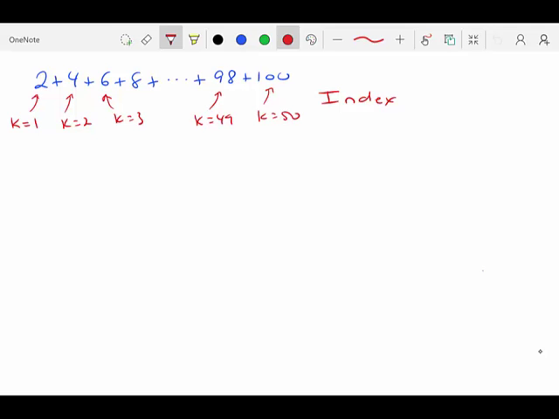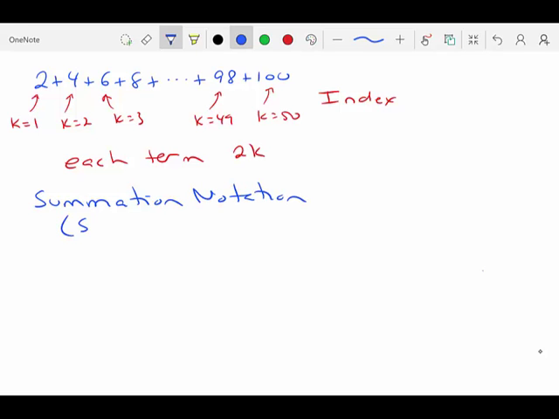And what I'll be able to say here is that each term in this sum can be written as 2k, where k is starting out as 1 and then becoming 2 and then becoming 3 and going all the way up to 50. And the way that we'll write this is with what we call summation notation. It is also called sigma notation. And the reason it's called sigma notation is because we are going to use the Greek letter sigma.